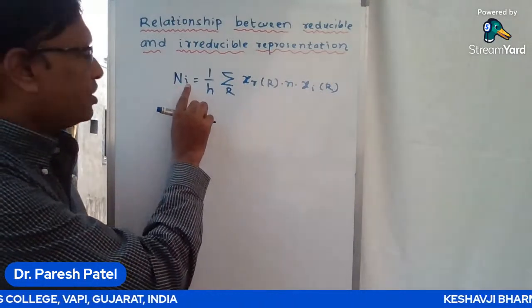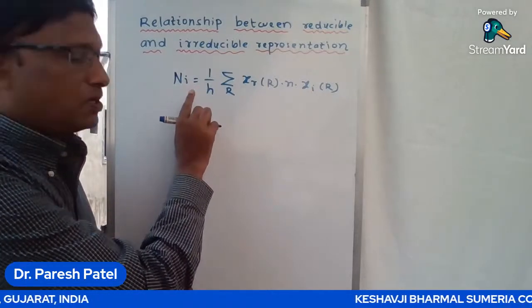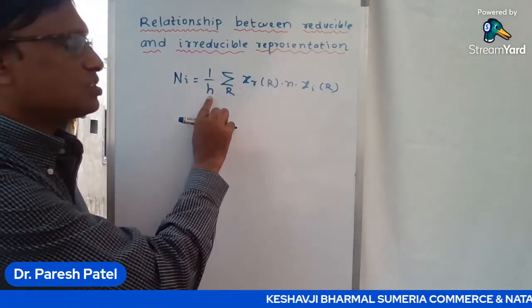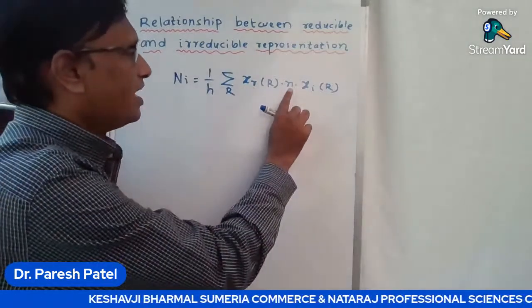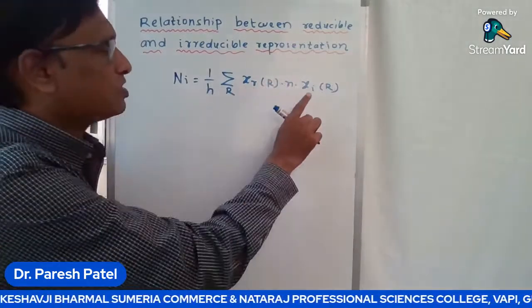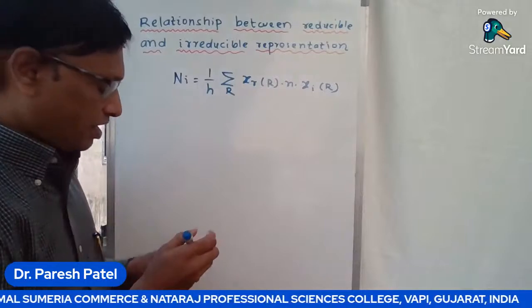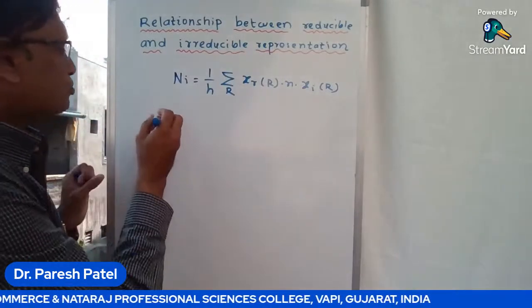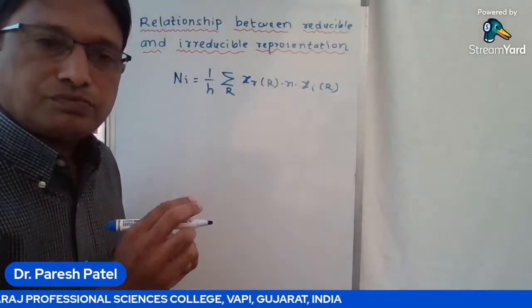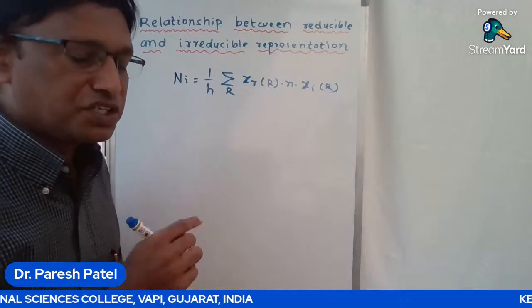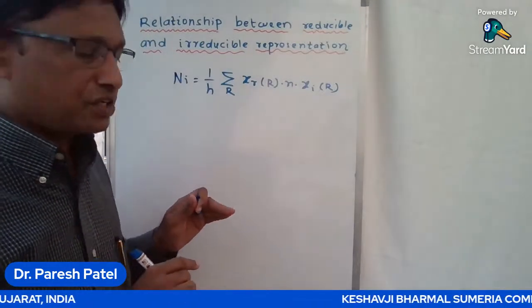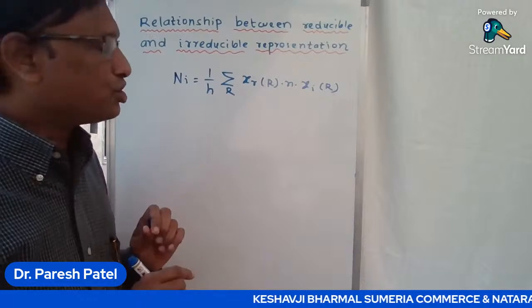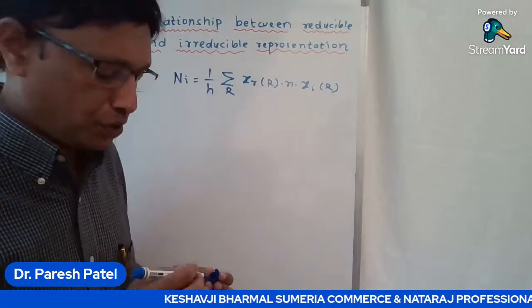Ni is equal to the number of times that the irreducible representation appears. h represents the order of a group. This is the character for the reducible representation. n is equal to the number of times that the symmetry operation occurs, and this is the character for the irreducible representation. As an example, if we convert one reducible representation into irreducible representations, with the help of this equation we can reduce any reducible representation into irreducible representations.